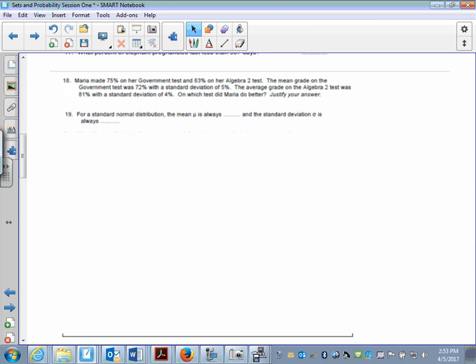For number 19, standard deviation. For standard normal distribution, the mean mu is always 0, and the standard deviations are always 1. In other words, the units on the z-axis or the horizontal axis are 1.